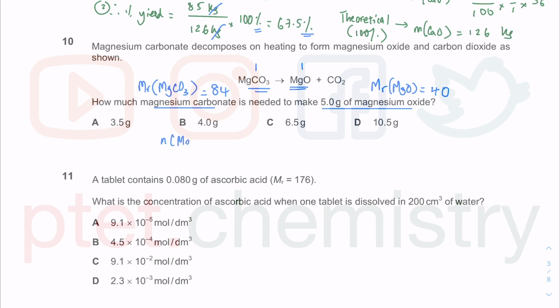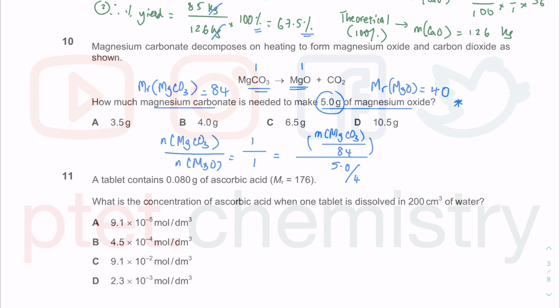So the mole of MgCO3 is to the mole of MgO. It really does not matter which way around it is, as long as you follow the bookkeeping. If I put this on top, so it's 1 mole there, and this at the bottom, I follow whatever I have written down. Whatever is on top is for the MgCO3, so that is the mass of the magnesium carbonate. Mass over MR of that substance will give me the mole of that substance. At the bottom, there is your mass over MR for the MgO. I want to make 5 grams of this magnesium oxide, so there's 5.0 divided by 40 there.